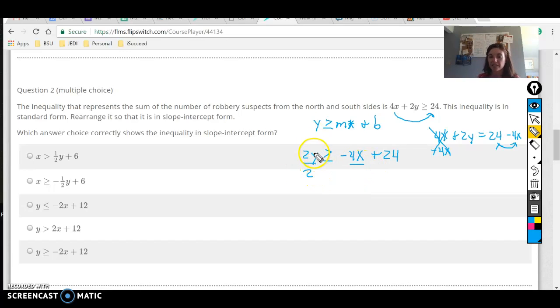I am dividing to isolate that variable y, so it's important that I consider the sign of the coefficient of my variable. The sign is positive, so I don't need to switch the sign of the inequality, okay? But I do need to divide every quantity by 2. So I get y is greater than or equal to negative 2x plus 12. Fortunately for me, that is indeed one of the answer choices.